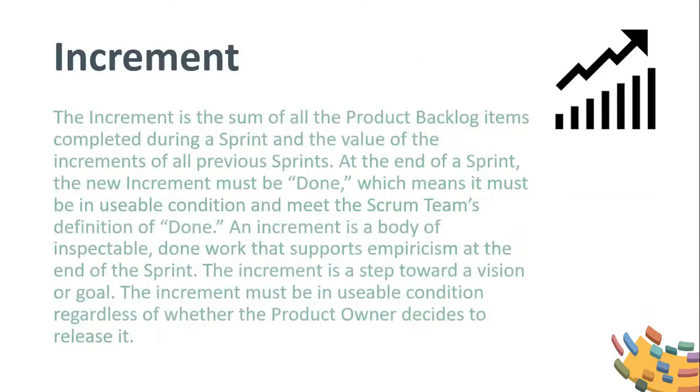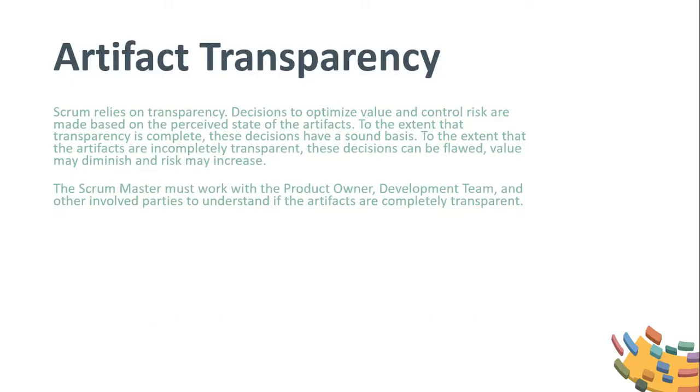Increment. The increment is the sum of all the product backlog items completed during a sprint and the value of the increments of all previous sprints. At the end of a sprint, the new increment must be done, which means it must be in usable condition and meet the Scrum team's definition of done. An increment is a body of inspectable, done work that supports empiricism. At the end of the sprint, the increment is a step towards a vision or goal. The increment must be in usable condition regardless of whether the product owner decides to release it.